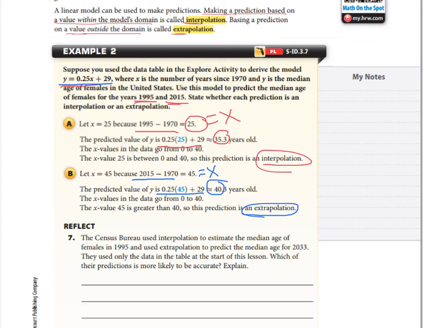So number 7, we know that if we're looking at the median age in 1995, that is your interpolation. And if they're using the year 2033, that's extrapolation. And the only information they're basing off of is the data in the table at the beginning, which went from year 0 to year 40. And they want to know which of their predictions is more likely to be accurate. So talk about this with your group members and then see if we all agree.